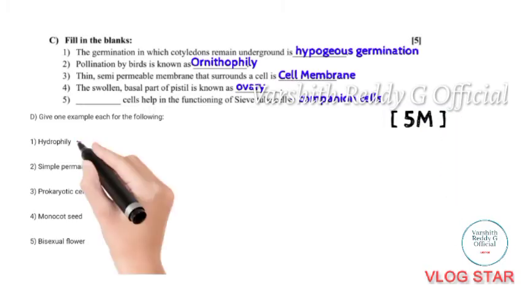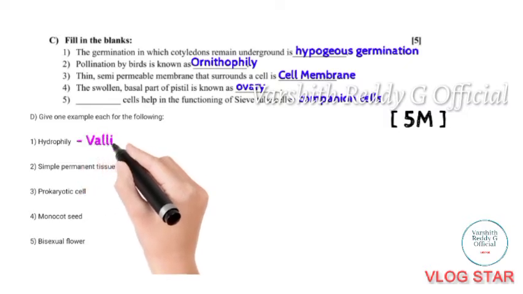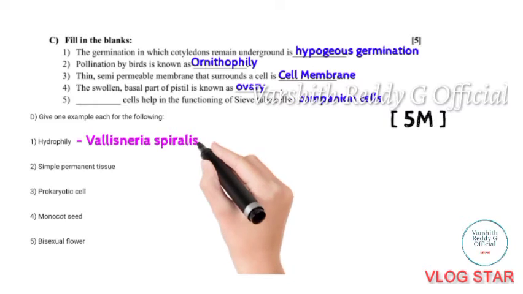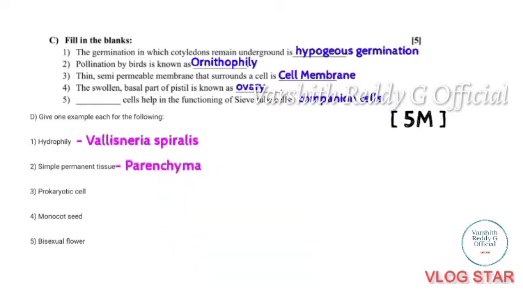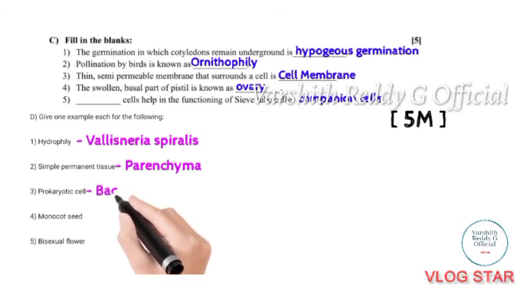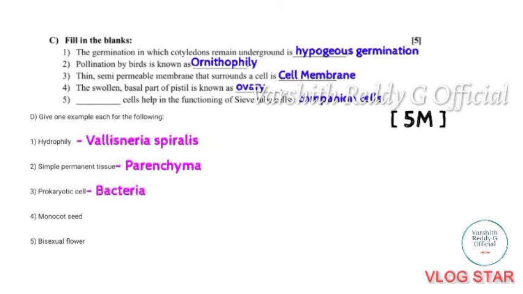marks. Question number 1. Hydrophily. The example for hydrophily is Vallisneria spiralis. Number 2. Simple permanent tissue, parenchyma. Number 3. Prokaryotic cell. Example bacteria. Number 4. Monocot seed. Example wheat. Number 5. Bisexual flower. Example sunflower.